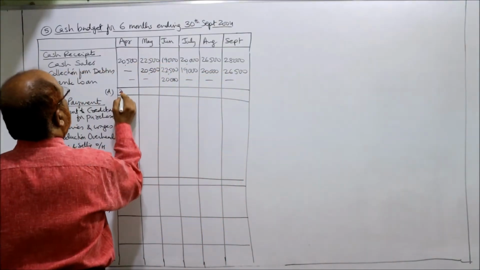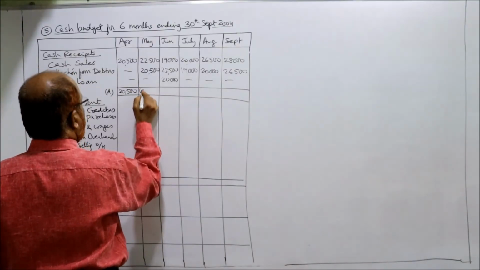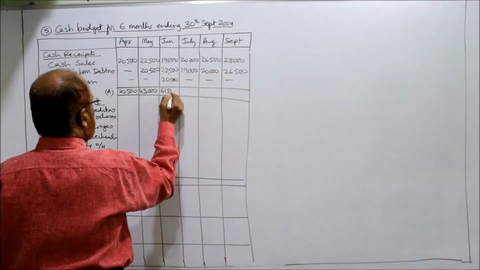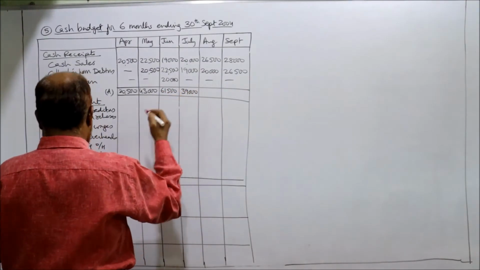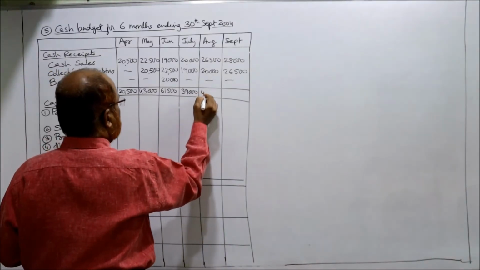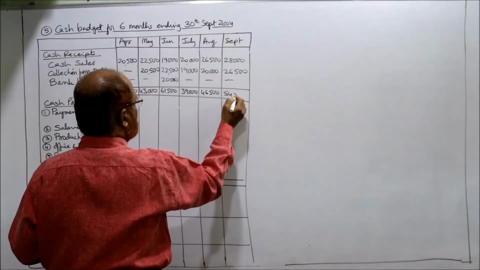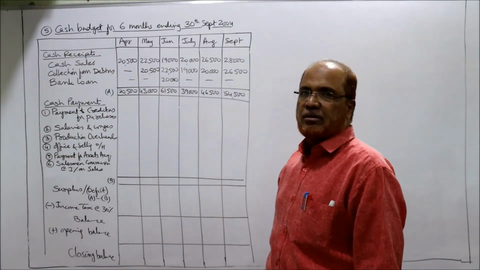Now we take the total: 20,500. Here it is 43,000. Here it is 61,500. 39,000. Then 46,500. 54,500. That's it. Now payment for purchases.